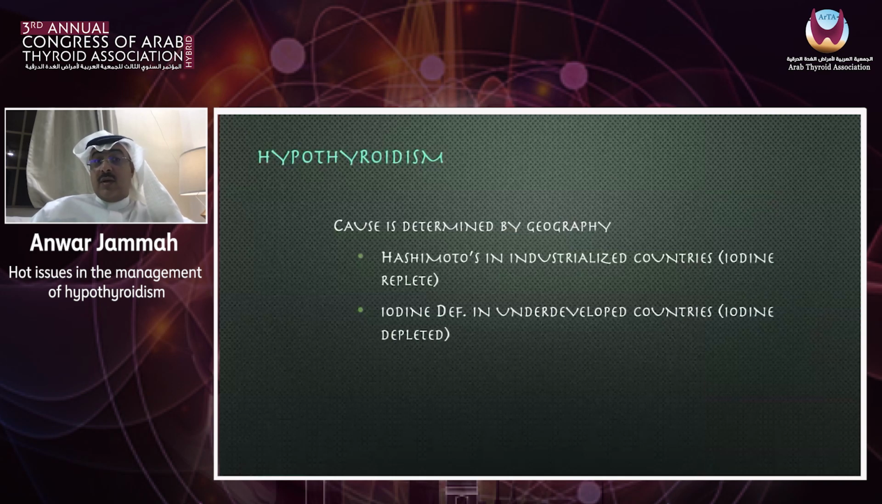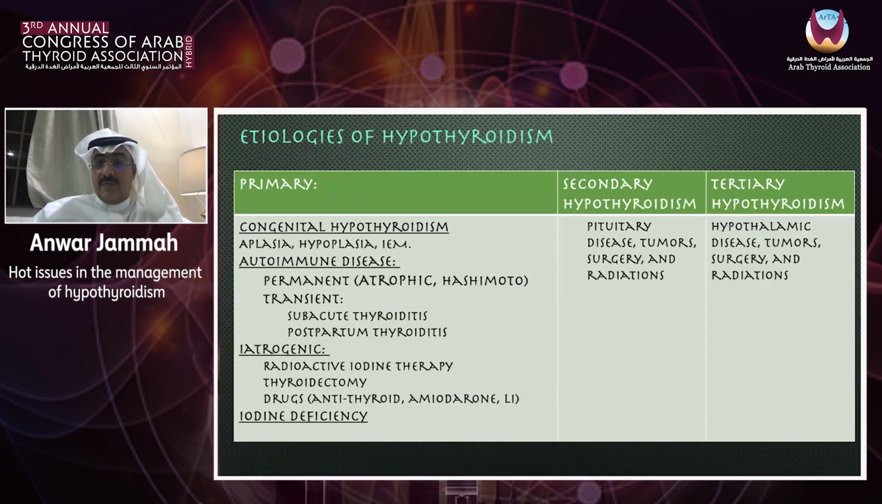So when we talk about the causes of hypothyroidism, we can categorize it according to the geography of the countries. We said Hashimoto is common in industrialized countries and iodine-depleted areas, and iodine deficiency is still the number one cause of hypothyroidism in undeveloped or iodine-depleted areas. This is the etiology of hypothyroidism in general.